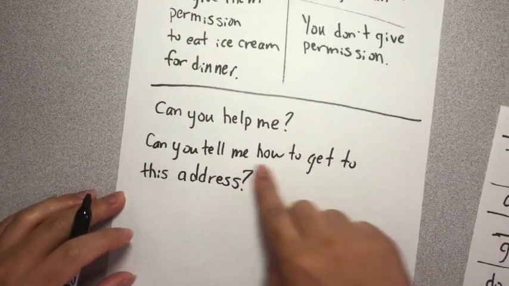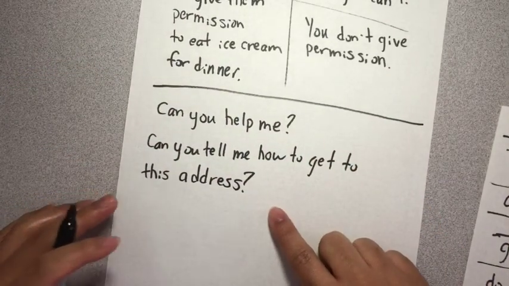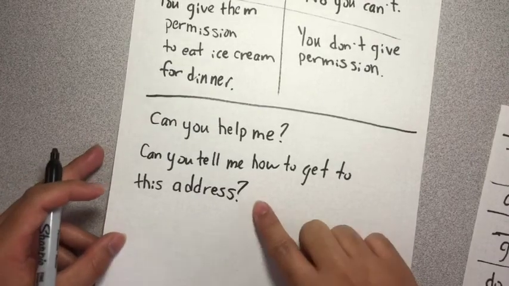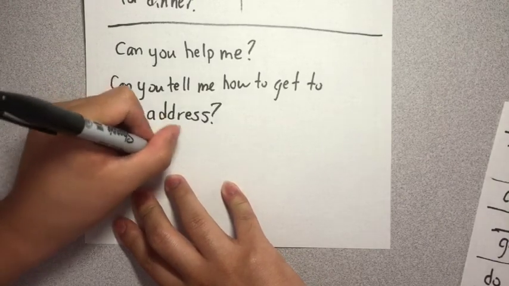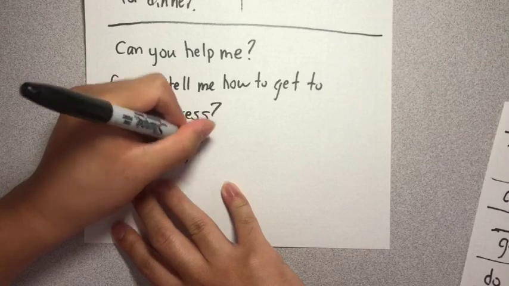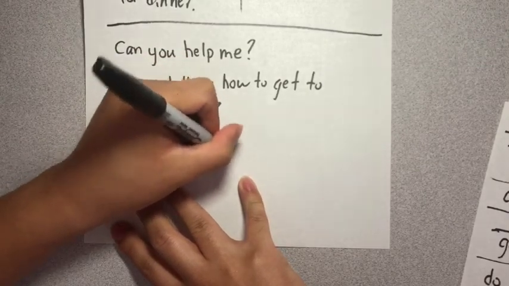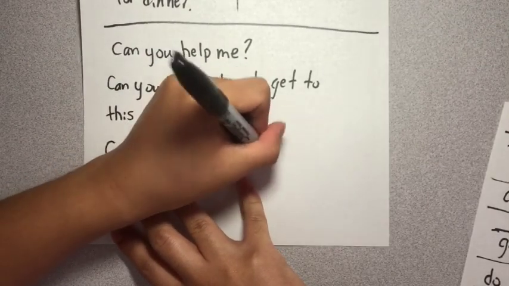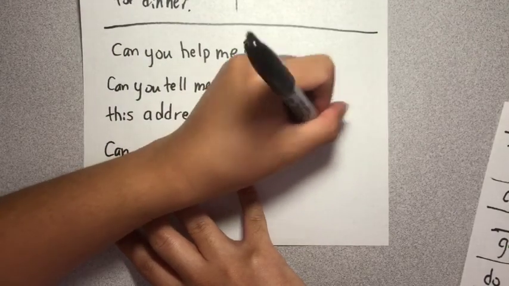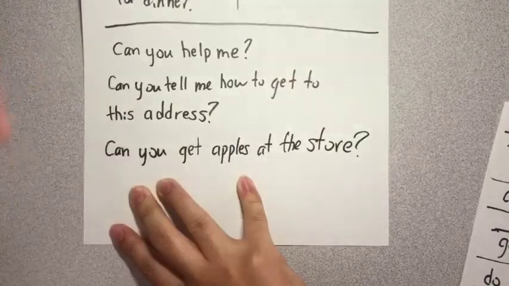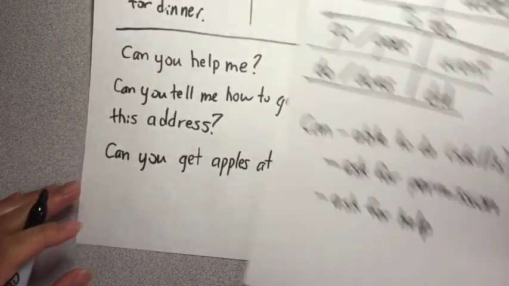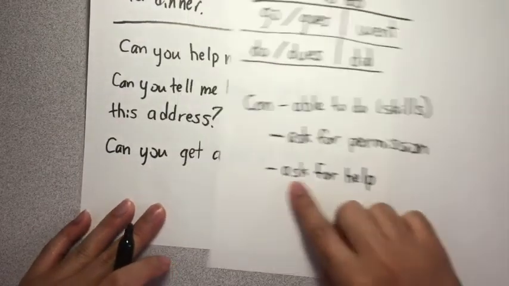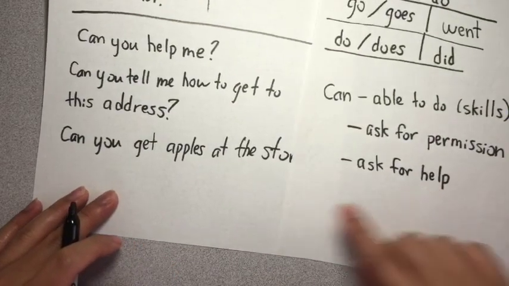Can you help me? Can you tell me how to get to this address? Which road do I take? Do I turn left or do I turn right? Can you tell me how? Or, can you get apples at the store? Can you get apples at the store? We can use the word can to ask for help or to ask somebody to do something for us.